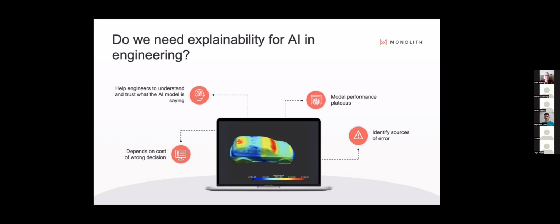Model performance plateaus is another thing that explainability can help with. So if you're in a situation where you've done as many hyperparameter optimizations as you can, and you're not sure how you can move forward in improving your model, perhaps explainability can facilitate direction for where more data could be collected, or where parts of the system are not as accurate as they could be.